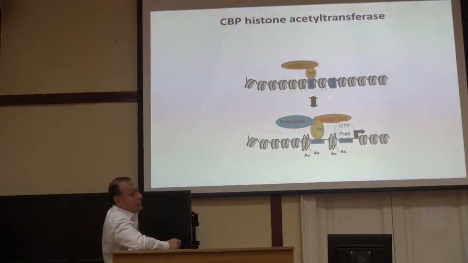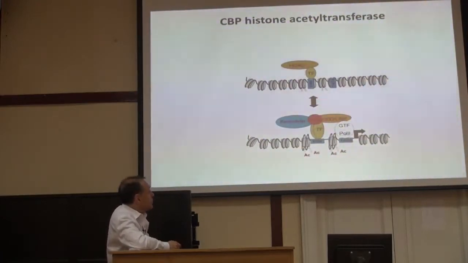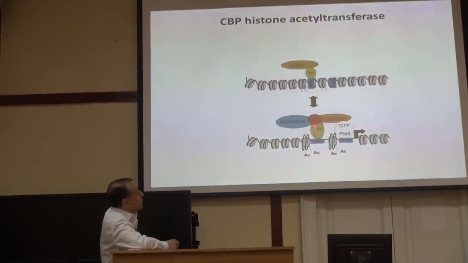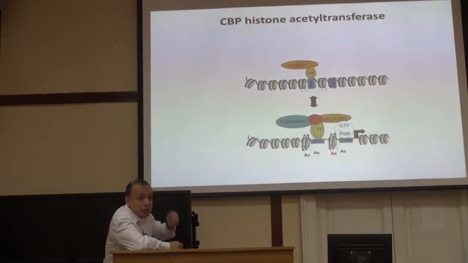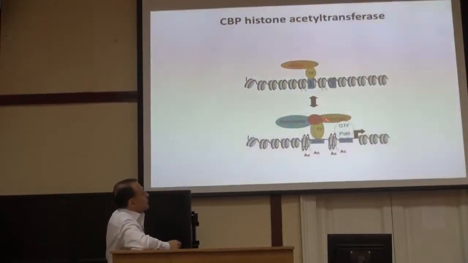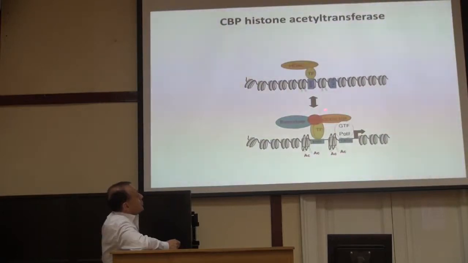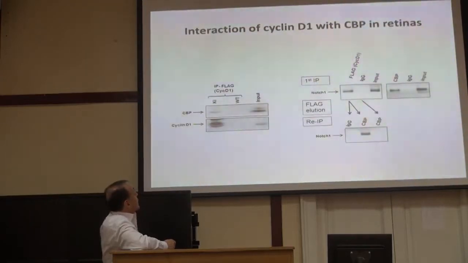But cyclin D1, as I showed you, is not sitting directly on the DNA. It's sitting somewhere here on a transcription factor, and it was proposed to serve as a bridge between transcription factors and chromatin modifying enzymes. And actually in the literature, it was proposed that cyclin D1 can bind P300 or CBP acetyltransferase. So using immunoprecipitation and Western blotting, we asked in the retinas of mice, can cyclin D1 bind CBP? And the answer is yes.